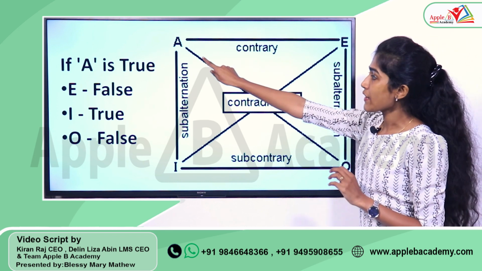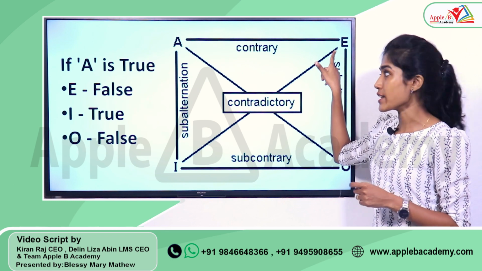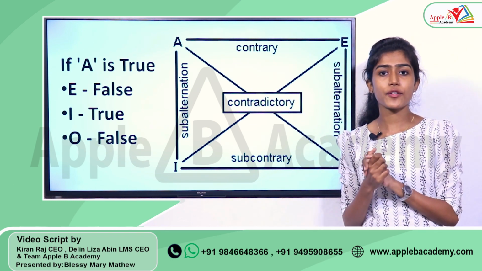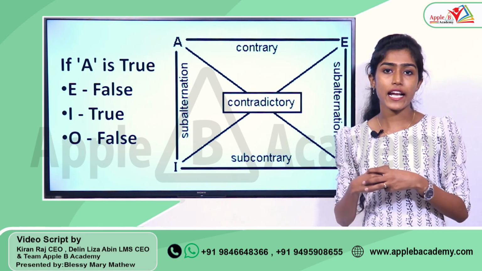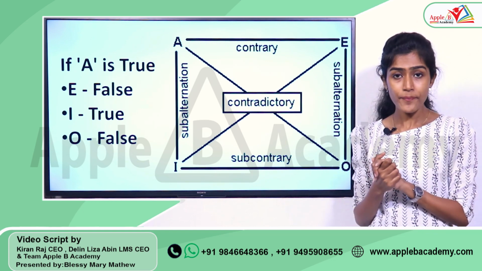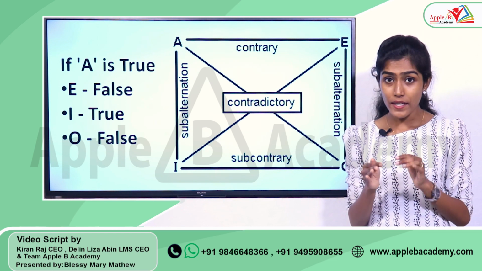And if A is true, what will be the condition of proposition E? E is universal negative, and A and E are contrary. So what is the nature of the relationship between these 2 propositions that are named contrary? They can be false together, but they cannot be true together.